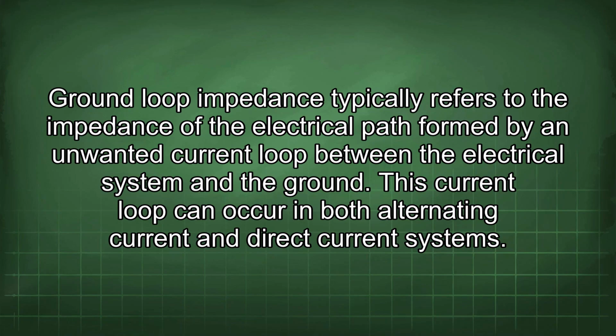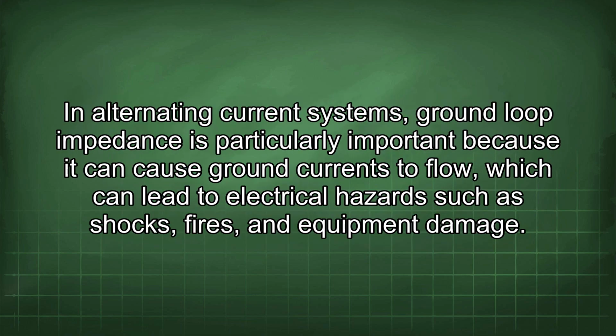Ground loop impedance typically refers to the impedance of the electrical path formed by an unwanted current loop between the electrical system and the ground. This current loop can occur in both alternating current and direct current systems. In alternating current systems, ground loop impedance is particularly important because it can cause ground currents to flow, which can lead to electrical hazards such as shocks, fires, and equipment damage.